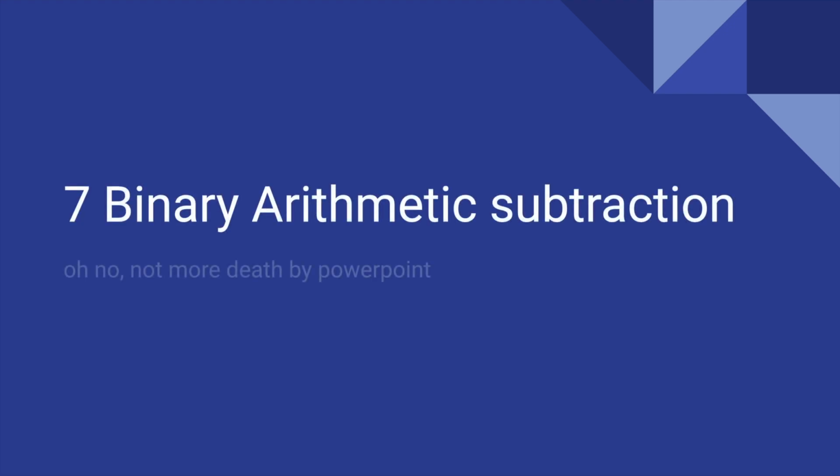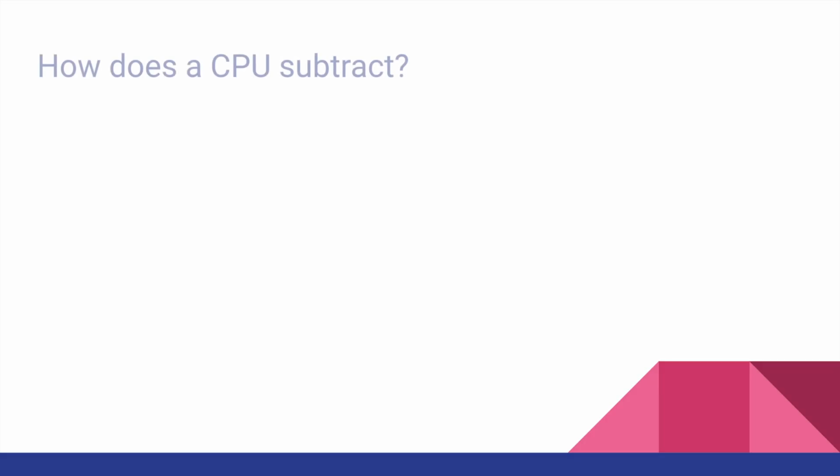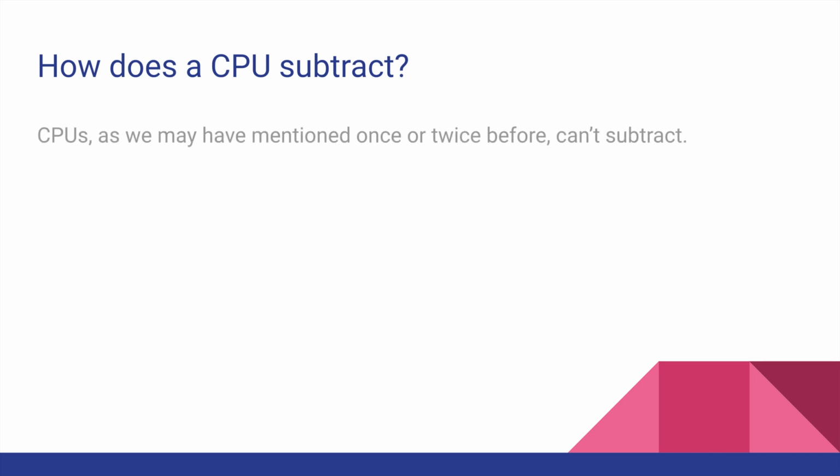Hey look, more binary. This time we're doing subtraction. 9.4.2, the interrelationship between hardware and software for the software design and development syllabus. Now, what we're going to do is look at the way a CPU does subtraction, nothing else.